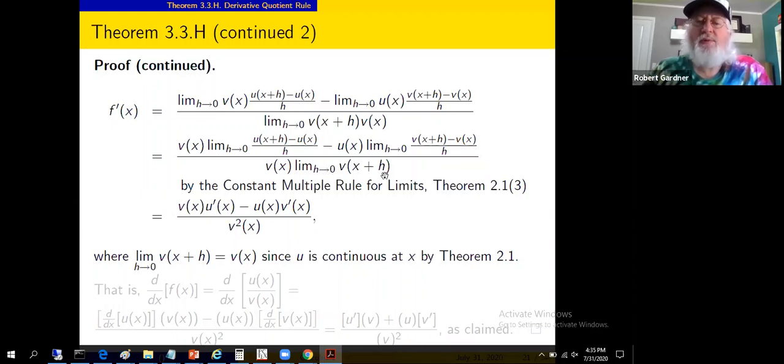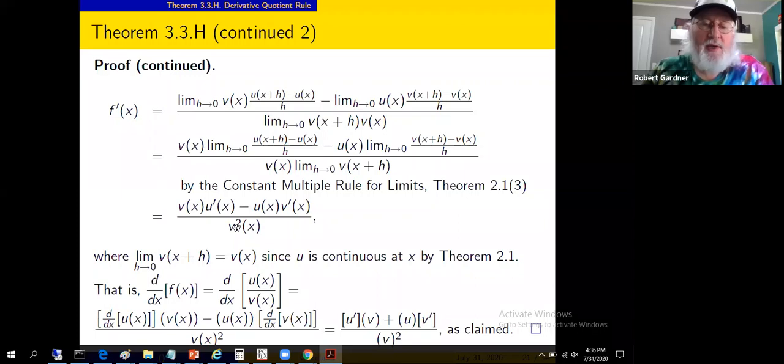Can we substitute H equals 0 in here? You can substitute in limits when the function is continuous. Is V continuous? Yeah. V is continuous because V is differentiable. If V is differentiable, then it's continuous. That's theorem 2.1. So yes, you can substitute in H equals 0 there, and that produces a V of X squared, quantity squared, if you like. So you may not like putting the 2 there. It's a common way to do it. It's done differently down here.